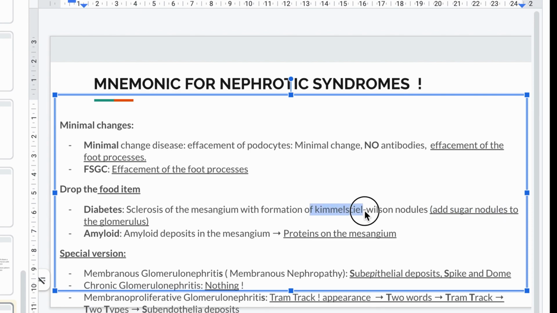So what are these nodules called? They're called Kimmelstiel-Wilson nodules. So you're kind of dropping a nodule, and also in addition to that, amyloid. You're also dropping proteins. So you're not only dropping a sugar nodule or a sugar cube, you know what I'm saying, but you're also dropping a protein. So therefore you get protein in the mesangium, and obviously in the mesangium you're going to get Kimmelstiel-Wilson nodules.